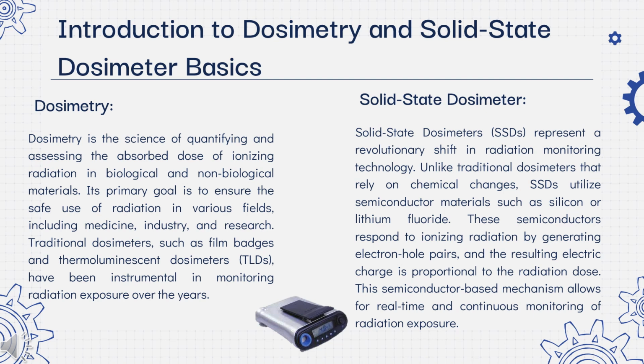The primary goal, from the absorbed dose when using ionizing radiation in biological and non-biological material, is to ensure the safe use of radiation in different fields such as medicine, industry and research. The traditional dosimeters are like film badges and thermoluminescent dosimeters. These dosimeters have been instrumental in monitoring radiation exposure over the years.